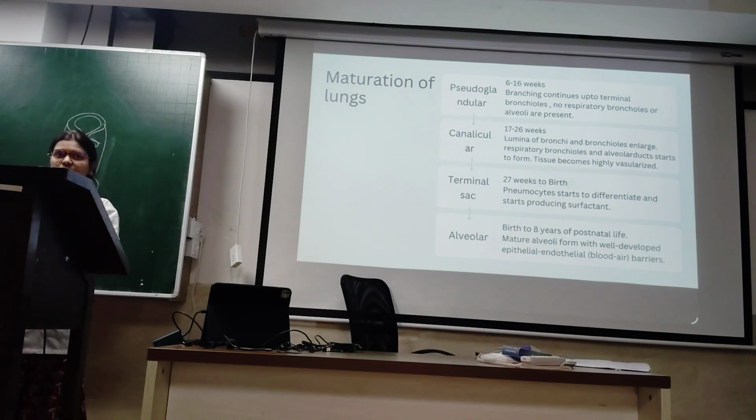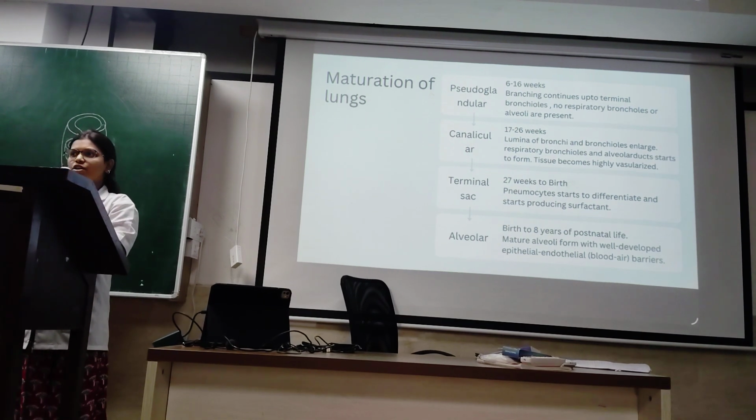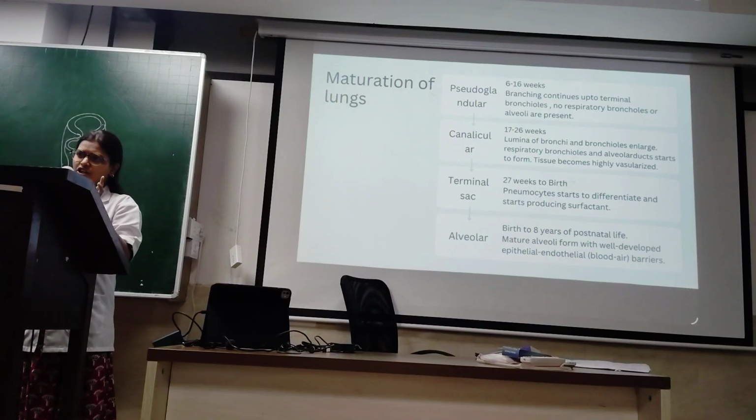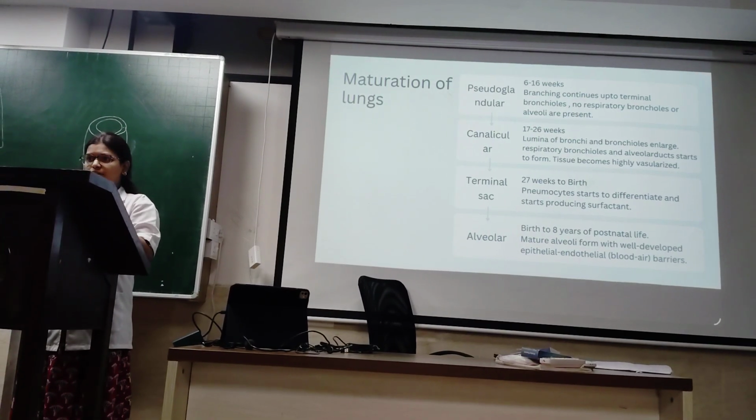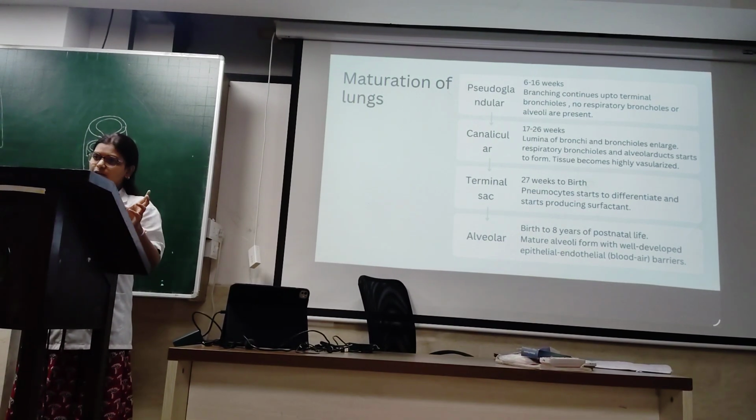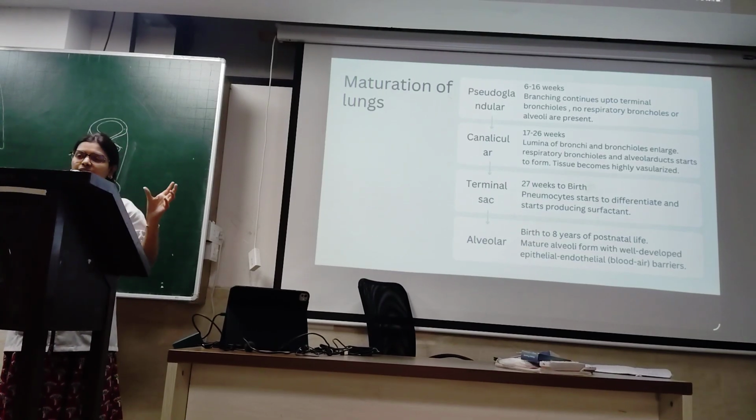Next comes the maturation of the lungs. It is a process of change in morphology and histology within the lungs. It is divided into 4 phases: pseudoglandular, canalicular, terminal sac stage, and alveolar stage.